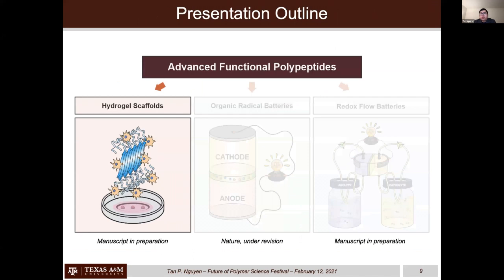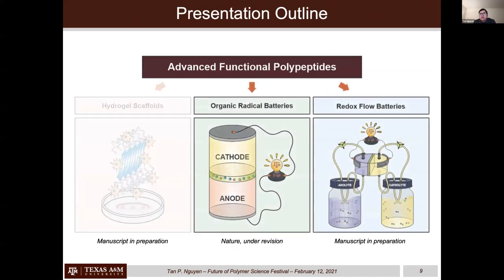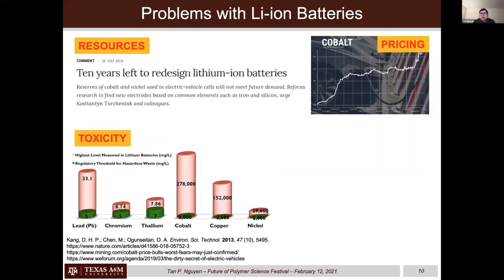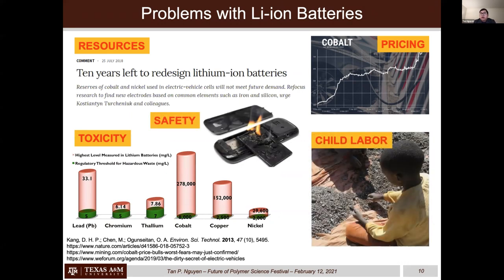From this point on, I will switch gears to a completely different topic, which is the use of polypeptides as active material for organic radical batteries and flow batteries. Our driving force behind this project is the interest in tackling some of the problems of conventional lithium-ion batteries, including the scarcity, toxicity, and increasing prices of the resources used to make the batteries, such as cobalt or nickel. Other issues that have been discussed more recently are the safety of these batteries and the use of child labor in mining precious metals.